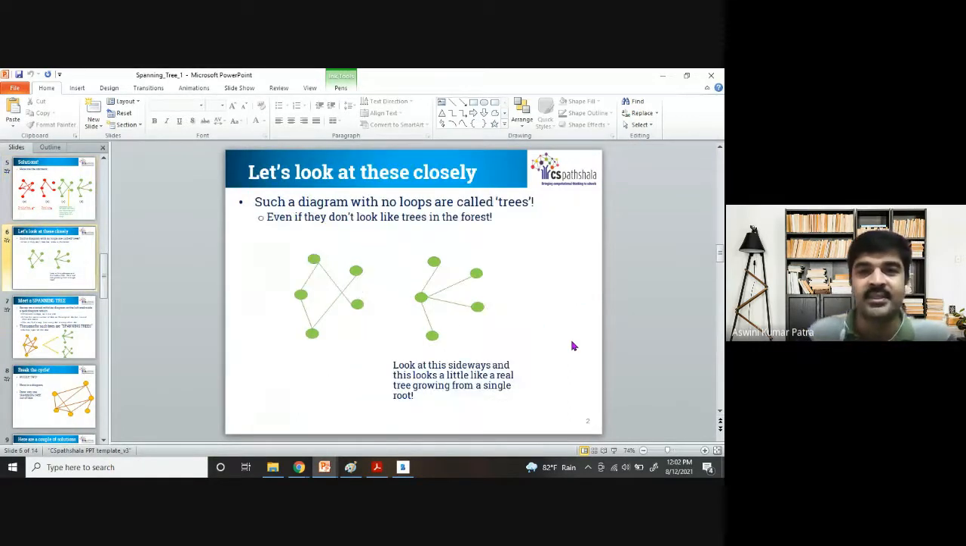Because we have to tell the students what a tree is. Such a diagram with no loops is called a tree, even if it does not look like the trees in the forest. Look at it sideways, and this looks a little like a real tree growing from a single root. This right side figure.